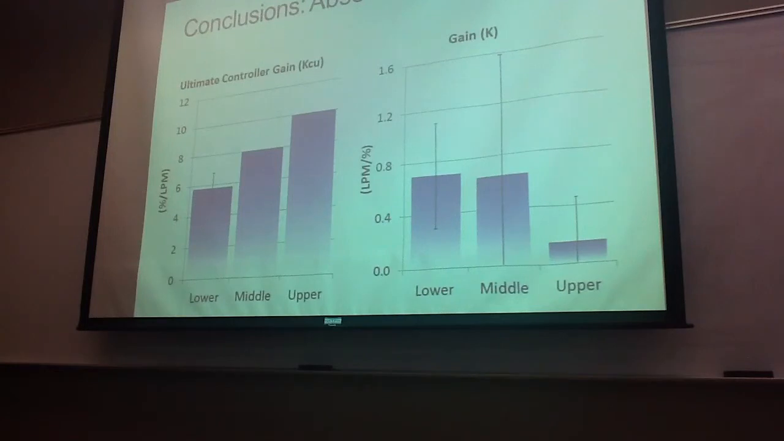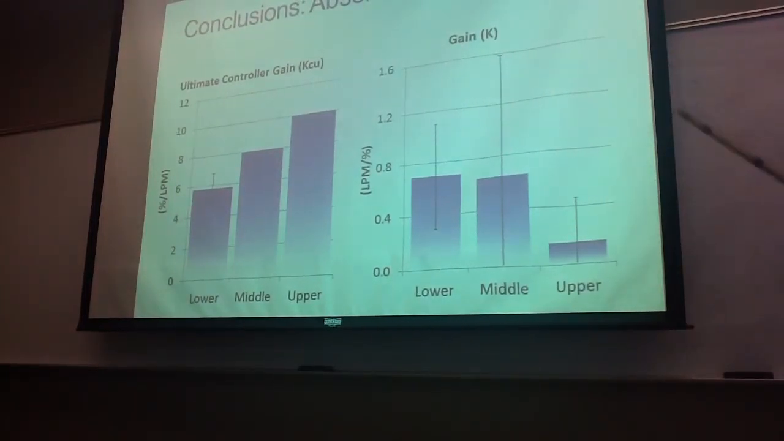This shows our ultimate controller gain for the 3 different regions. I am the lower region, so that would be the alternate method. The other two are the standard method that everyone else did. As we went through different areas of the control system, the ultimate controller gain seems to increase kind of, and the regular system gain seems to decrease kind of.